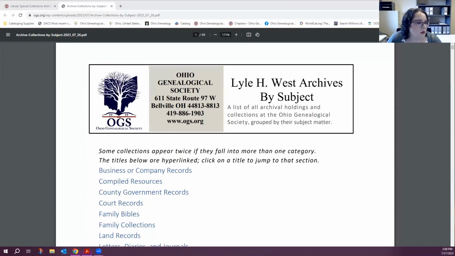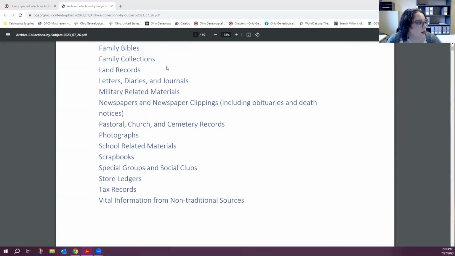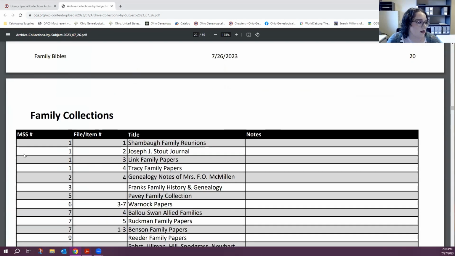So in the manuscript key, all of these blue titles are hyperlinked. If you click any one of these blue titles, it will jump to that resource page. So we can click any one of these and it's going to take us to that section.